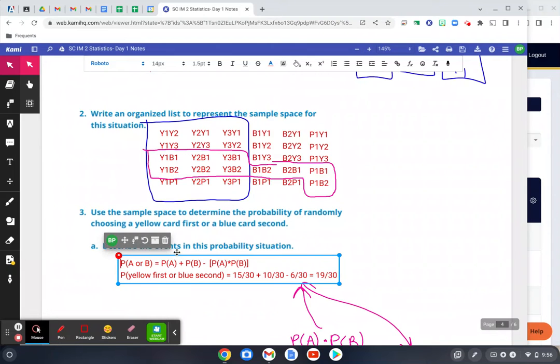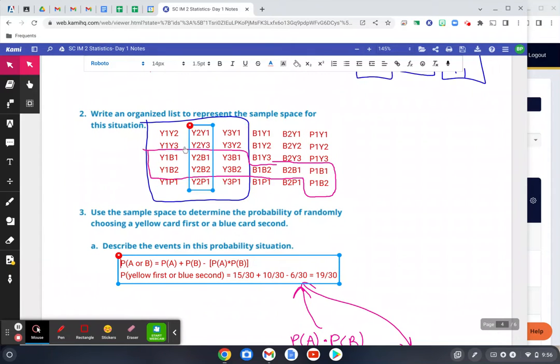So we consider the probability of A being the yellow cards. Well, that's everything in the blue here. That's 15 out of 30. And separately, we consider the probability of drawing a blue card. Okay, and the probability of drawing a blue card second is 10 in 30. What is the probability of pulling a blue card second? Well, I've outlined all of those 10 in pink here. Okay, so that's 10 out of 30.